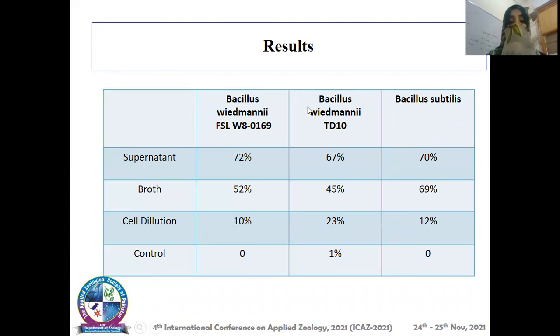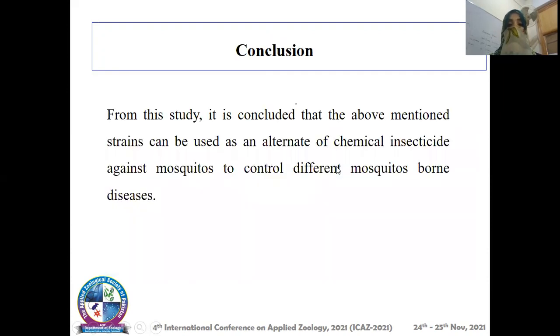In this table, you can clearly see that the highest activity was shown by the bacterial strain of Bacillus badomani FSL. After that, Bacillus species, followed by Bacillus badomani PD10. 72% was shown by Bacillus badomani FSL, 70% was shown by Bacillus subtilis, and then 67%.